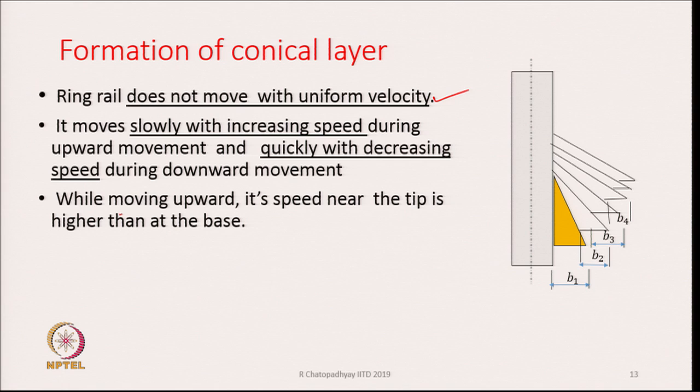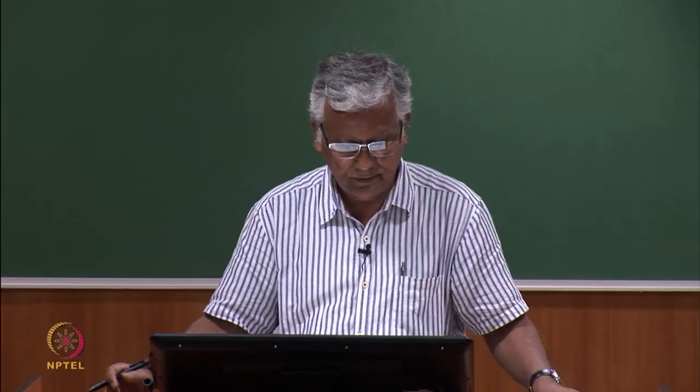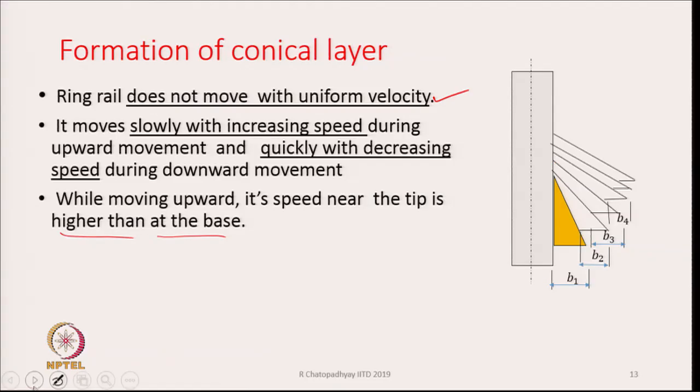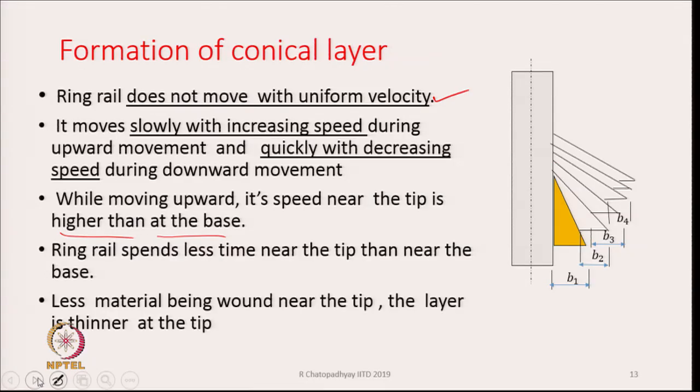So, in upward movement, the speed near the tip is higher than at the base. Therefore, suppose we move the ring rail faster as it is going from bottom to top part of a chase, what will happen as a result of this? Ring rail will spend less time near the tip of its journey than near the base. So, less material will be deposited near the tip and the layer will be thinner at the tip.